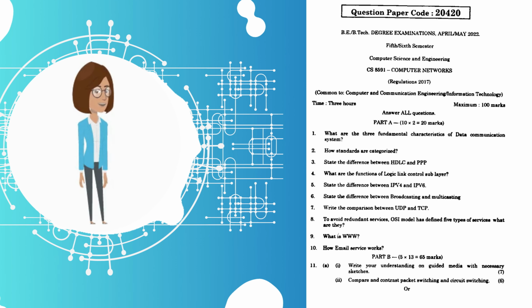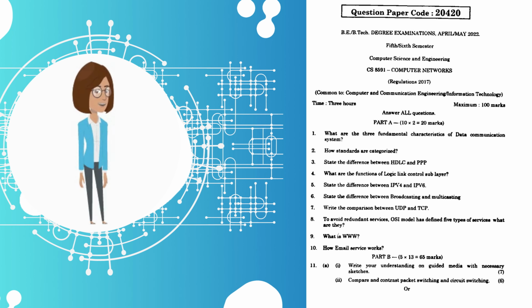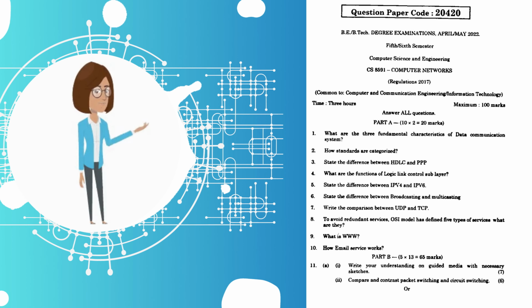Fourth one, let's see April/May 2022 question paper common to computer and communication engineering / information technology. 2 mark. 1. What are the 3 fundamental characteristics of data communication system? 2. How standards are categorized? 3. State the difference between HDLC and PPP. 4. What are the functions of logic link control sublayer? 5. State the difference between IPv4 and IPv6.